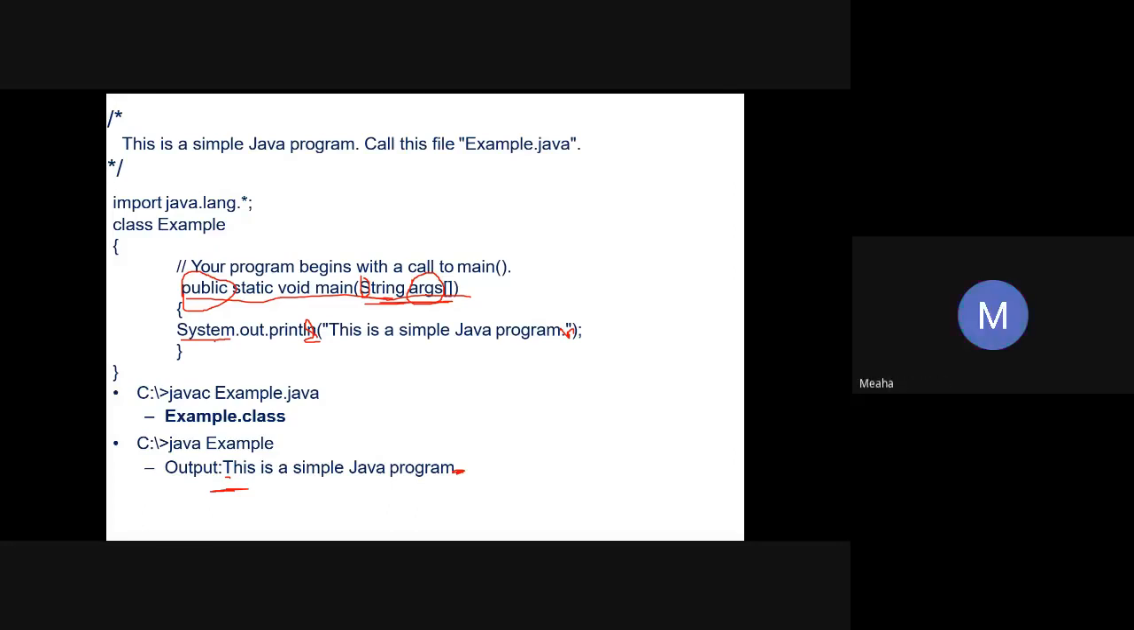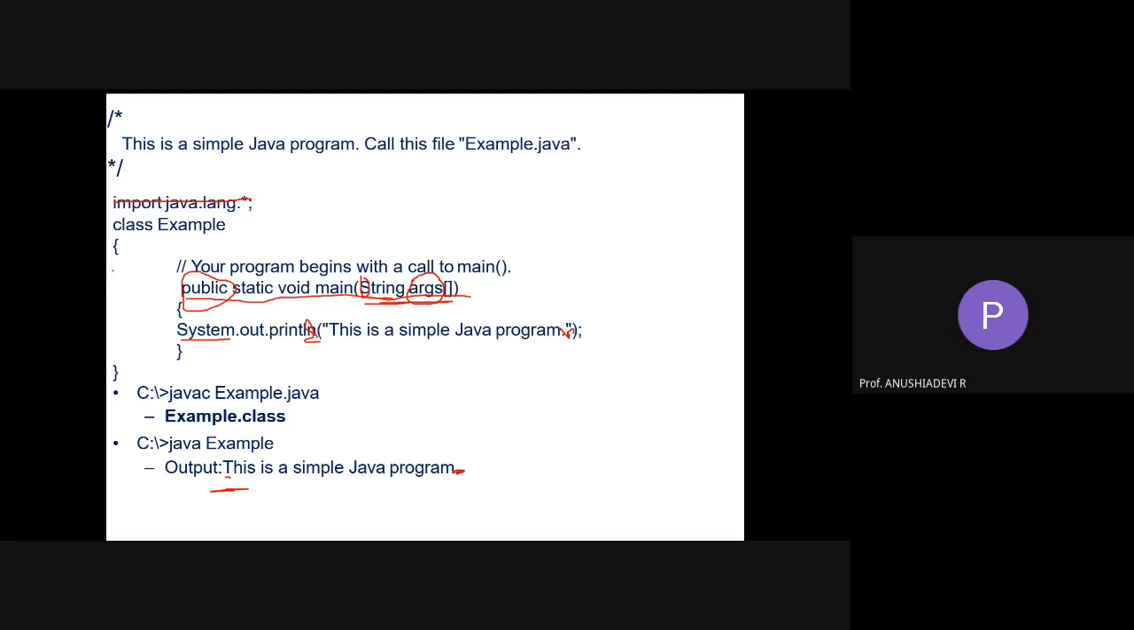Even if you have not imported this java.lang package, it is imported automatically. There is no need of this while you write a simple program. This program is just printing the statement on the monitor, so I don't need this package. But by default, it is imported automatically. Even if you are not importing, this package is imported automatically.